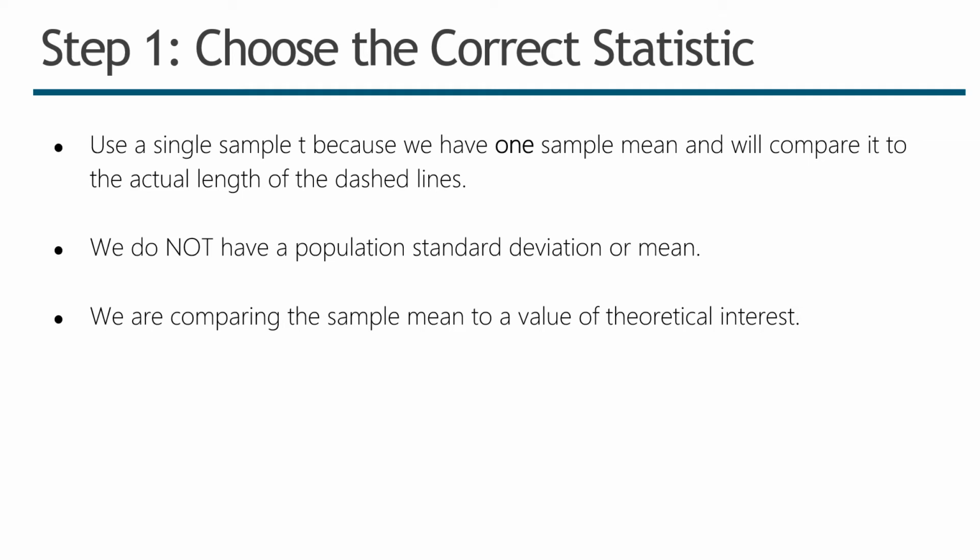For this example, we're going to have a sample mean based on what people think the length of the dashed lines are, and then we're going to compare that sample mean to a value of theoretical interest. So because we're comparing one sample mean, and we have a sample mean because we're measuring length of lines of the road on an interval ratio scale, we can compute a mean of that. Then we're going to compare that mean to that value of theoretical interest, which is 10. We don't have a population mean or standard deviation, but we can compare that sample mean to that value of 10 with a t because it doesn't require population data. So the single sample t is our correct choice here.